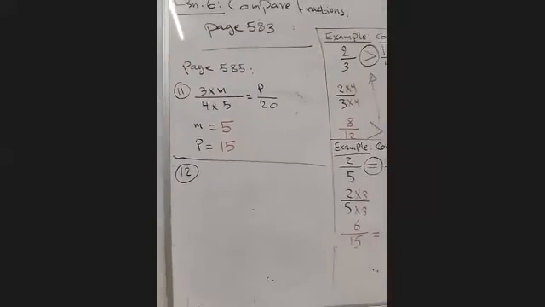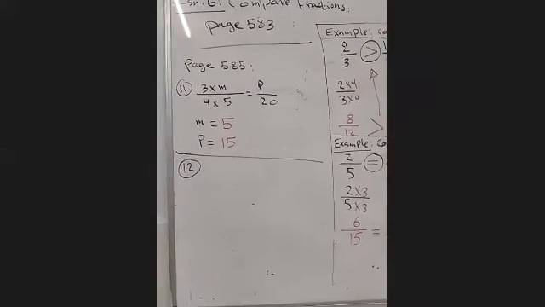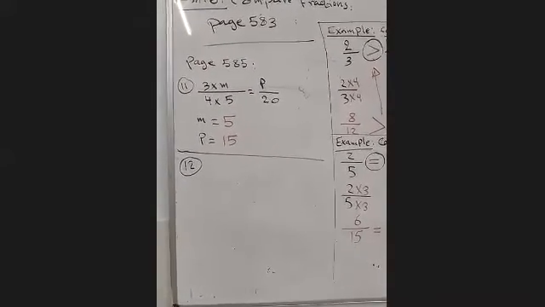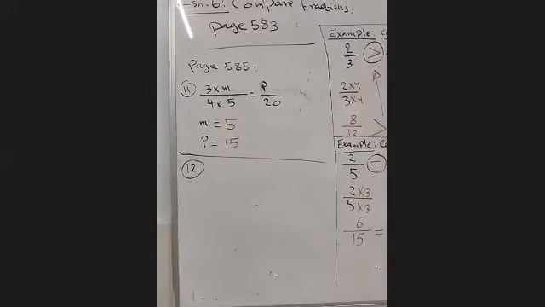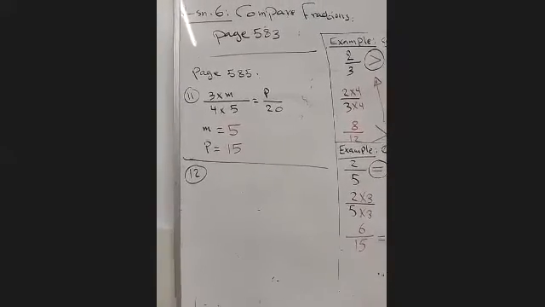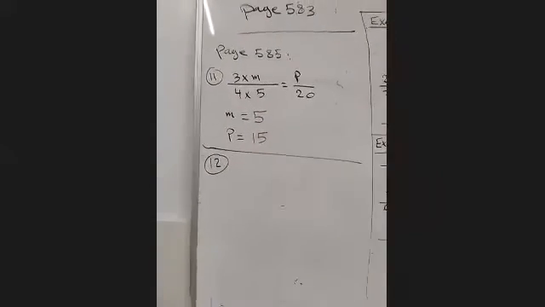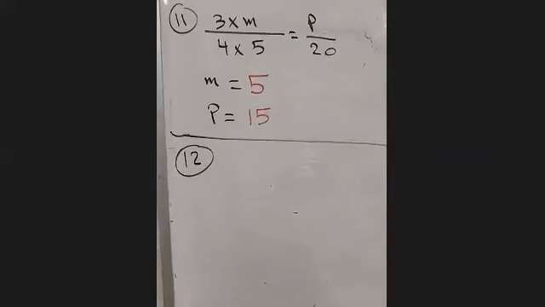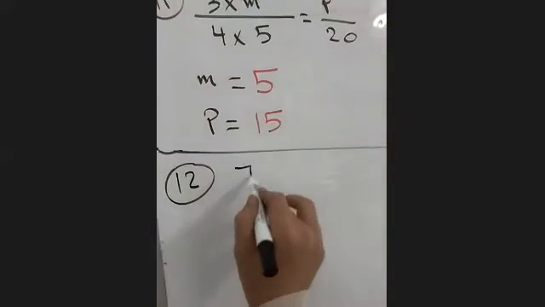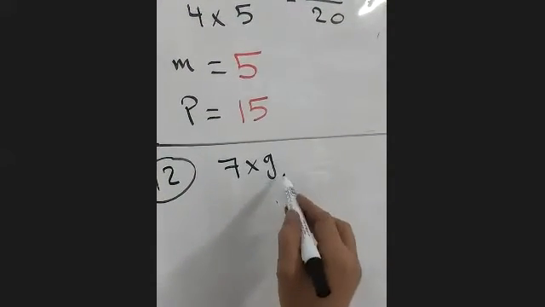Question 12. Who can help me with question 12? Ziyad. Yes, Mr. Say. Question 12. 7 multiply G equal 21. 8 multiply K equal 24.